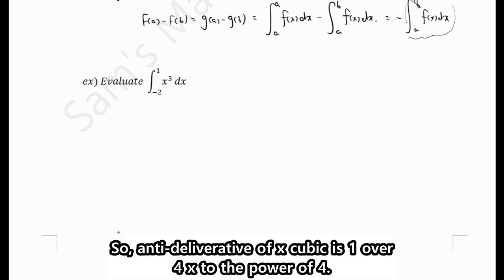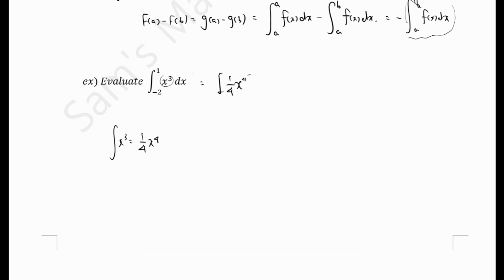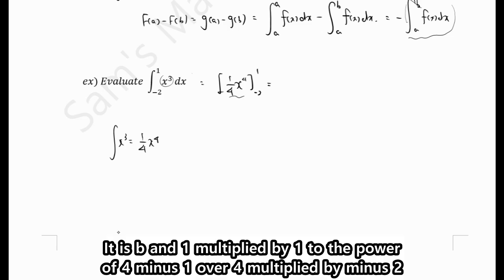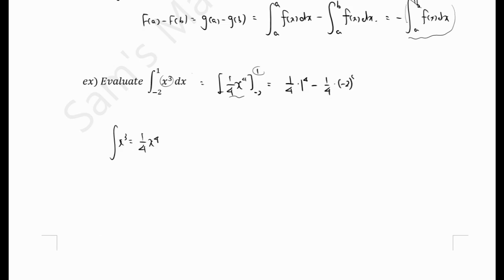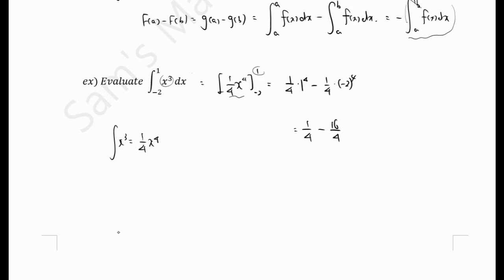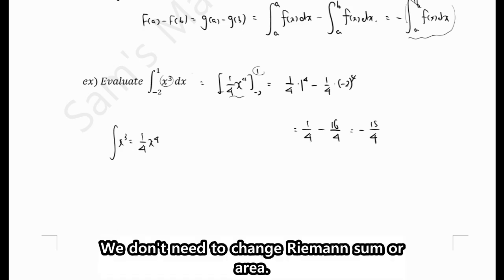So the antiderivative of x cubed is 1 over 4 x to the power of 4. It is the antiderivative of x cubed, evaluated from minus 2 to 1. It's F(b) minus F(a): 1 over 4 multiplied by 1 to the power of 4 minus 1 over 4 multiplied by minus 2 to the power of 4. That is 1 over 4 minus 16 over 4. This is minus 15 over 4. Very, very simple. The calculation for a definite integral becomes very simple. We don't need to change to a Riemann sum or area.